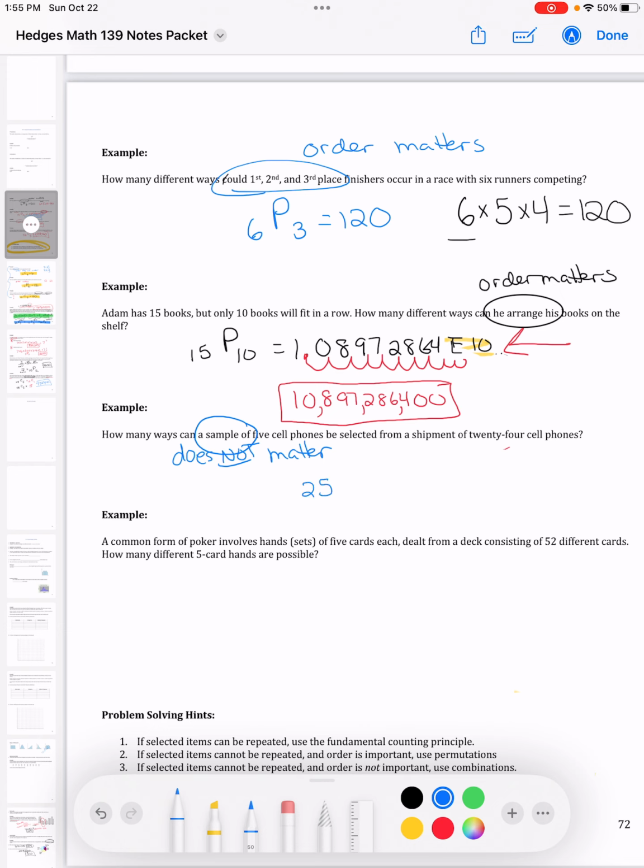Now, there's no way we can multiply 25 times 24 times 23. We can't do it with this multiplication method down here. We've got to use our combination button on our calculator. I said 25, but there are 24 cell phones. Let me fix that. 24C5. There are 24 cell phones and I'm picking out 5. So if I type in 24 combination 5, I'm going to get out 42,504.